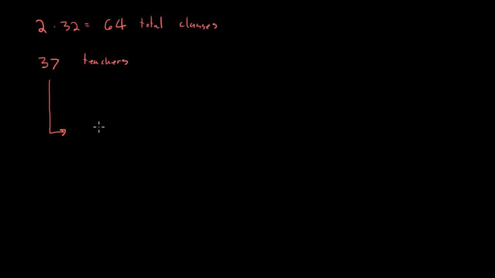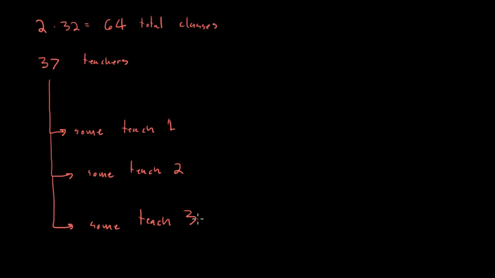So that 37 is broken down such that some of them are teaching 1 class, and some of them are teaching 2 classes, and some teach 3 classes. That's the only way we can have at least 1, but no more than 3. Although I guess it never says it has to be a positive number. It could be 0 teaching 1 and the others, but nobody's teaching 0 classes, and nobody's teaching 4 classes.